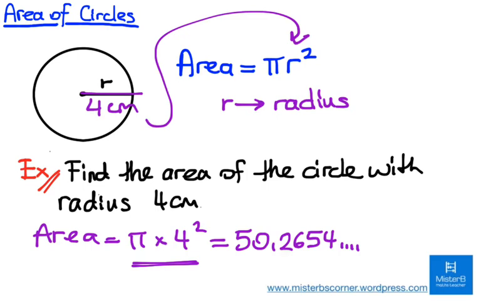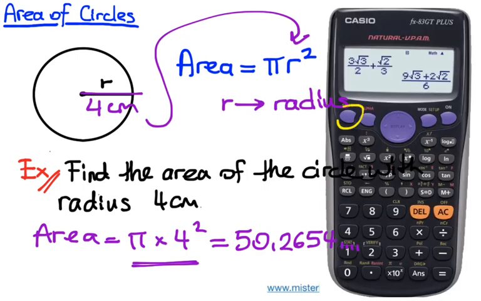You can get pi on the screen of your calculator by pressing shift and then the times 10 to the power of x button. If you press shift and then the times 10 to the power of x button, you're going to have pi appearing on your screen. That's how you can get pi.